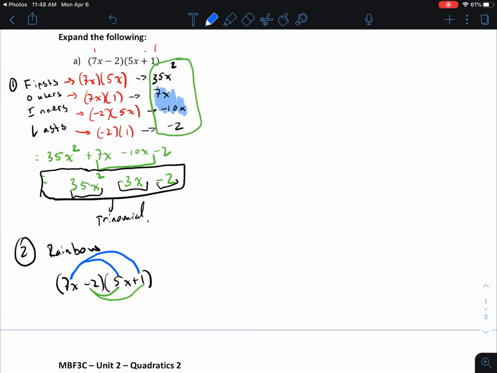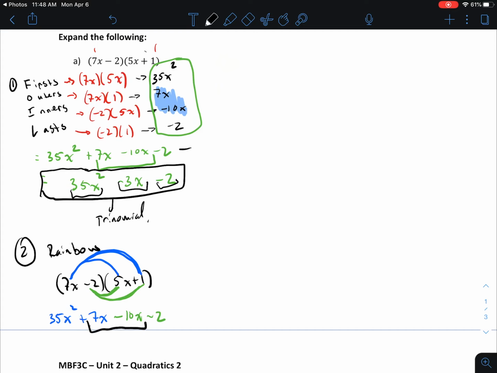So we'll do the blue first. The blue will be 7x times 5x will be 35x squared. 7x multiplied by 1 will be positive 7x. Okay, so that takes care of the two things from the blue, and then we'll do the green. Negative 2 multiplied by 5x is going to be negative 10x, and negative 2 multiplied by 1 is going to be negative 2.